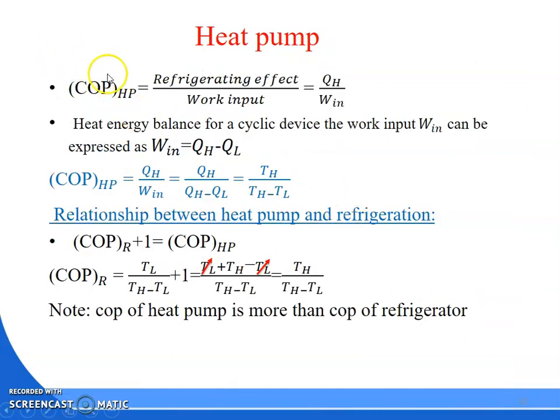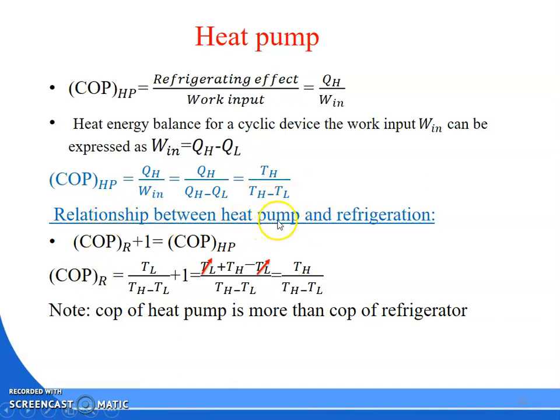So what is your COP? COP is the desired output by work input, that is QH divided by Win. For the heat balance, Win is equal to QH minus QL, because QL is the heat input and W is the work input. So QH is equal to QL plus Win, and Win is equal to QH minus QL. So what is the coefficient of performance of the heat pump? QH by Win, which is QH by QH minus QL, equal to TH by TH minus TL.